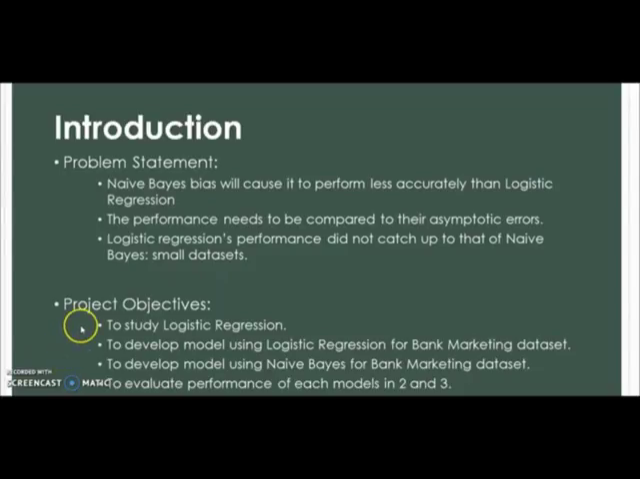So, we came up with this project objective. First, to study the logistic regression algorithm. Then, we develop a model using logistic regression for the bank marketing datasets. Then, we develop a model using naive Bayes for the bank marketing datasets. And eventually, we will evaluate the performance of each model in objectives 2 and 3 to compare and come up with our own summary of our results.